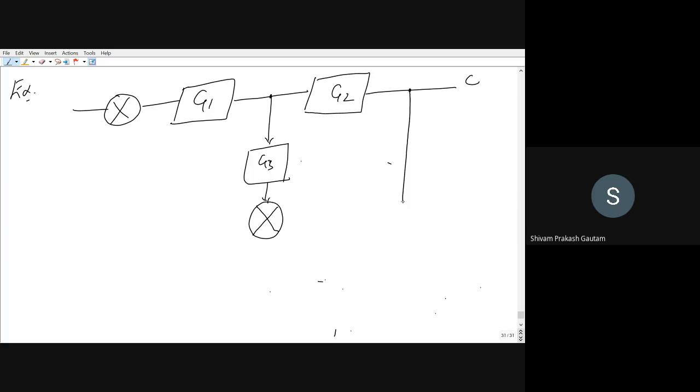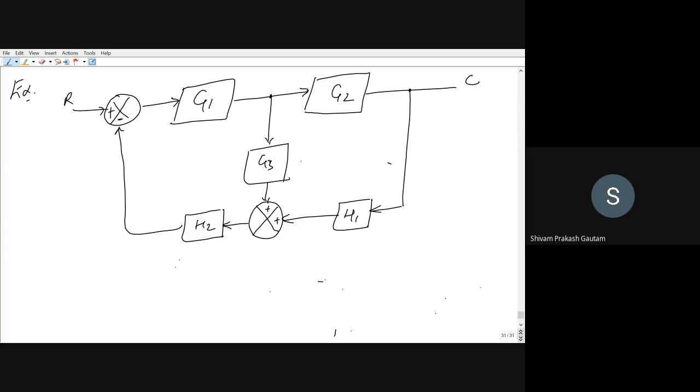From here, we are having a feedback, having feedback gain of H1 going to this point. And from this point again, we are having a block in this direction, having the gain H2 going to this point. Just mention the arrows. Right. Our input is R. This is positive. This is negative. This is positive. This one is also positive.